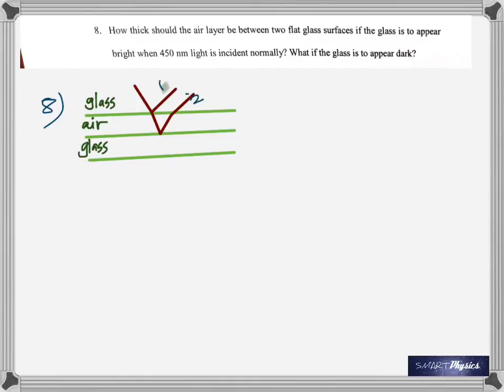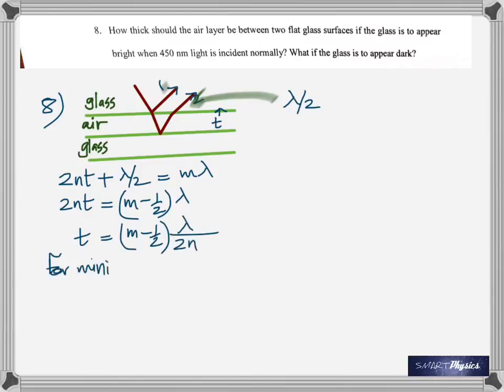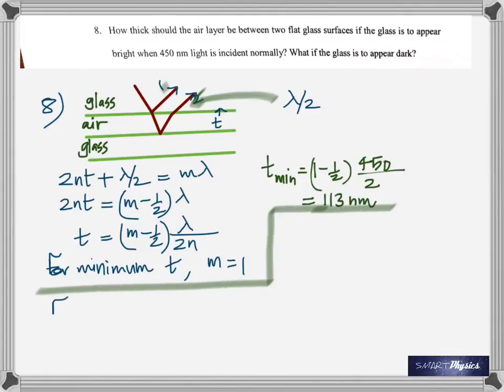Therefore, when you take the path difference, the second one has an additional jump of lambda by 2, and now the path difference will be 2nt plus lambda by 2, because it's the second one that jumped by lambda by 2. Rearrange that, make t the subject, substitute the numbers, and take m equal to 1. So you would get t minimum as 113 nanometer.